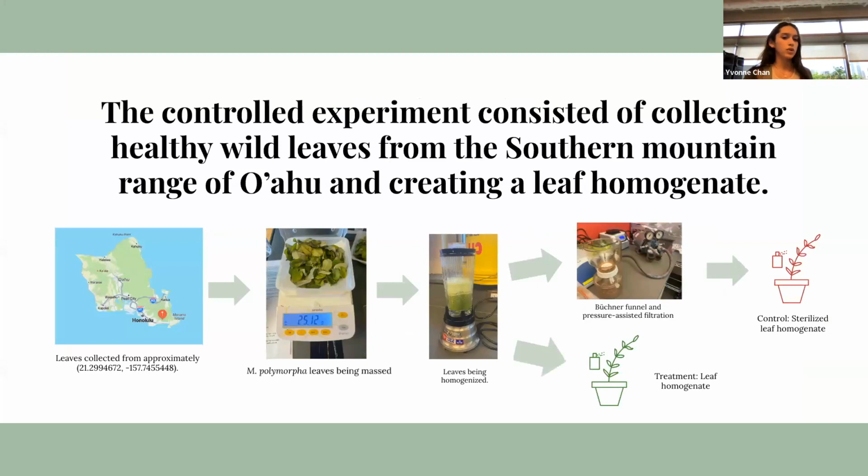So under my first research goal, the controlled experiment consisted of collecting healthy wild leaves from the southern mountain range of Oahu and creating a leaf homogenate. This is approximately where I collected my healthy wild leaves. Then I took the leaves back to the lab, and instead of surface sanitizing the leaves with ethanol, as previous literature had suggested, I left the outer leaf microbiome intact, as I thought this could have deep implications on the pathogen resistance of Ohia lehua.